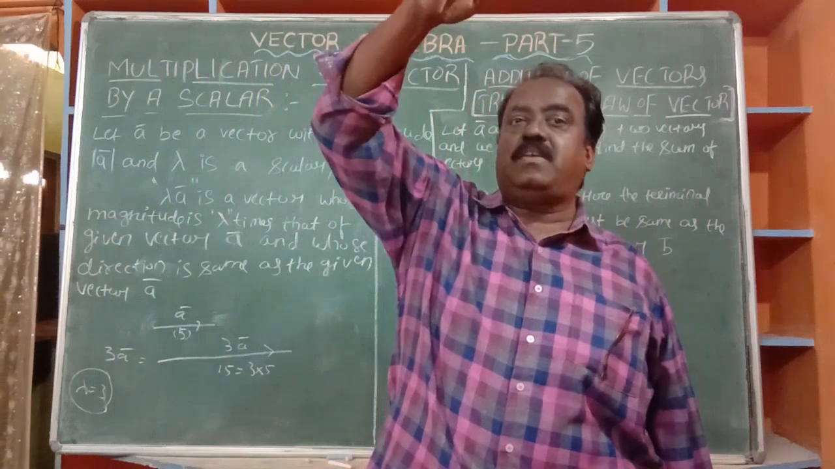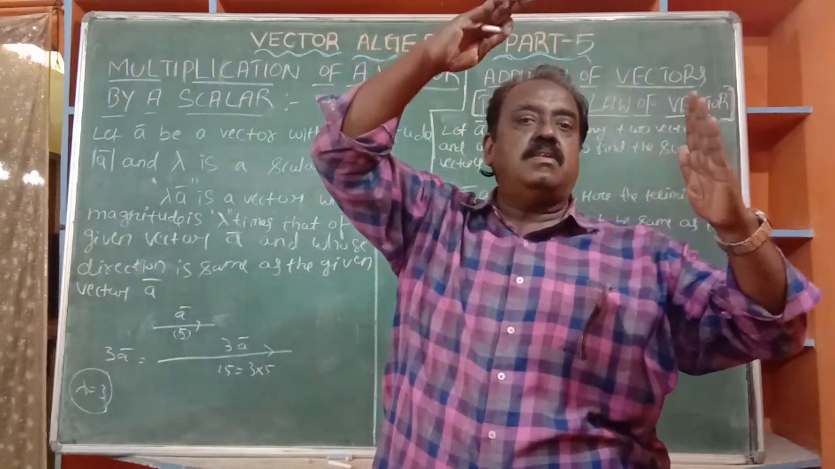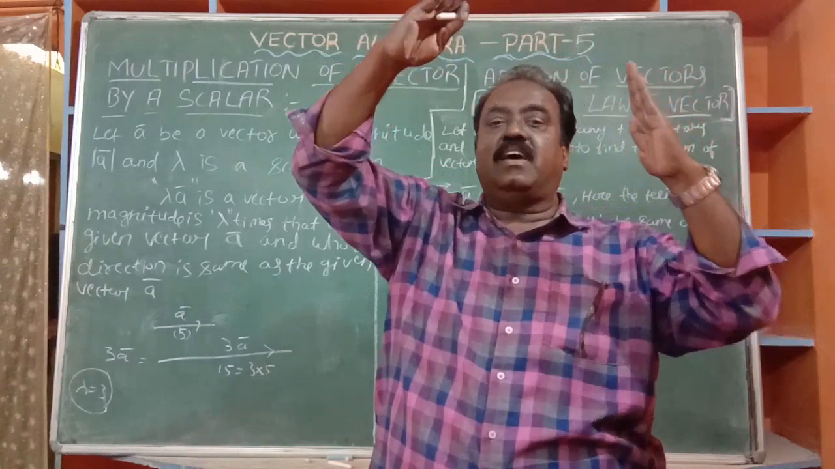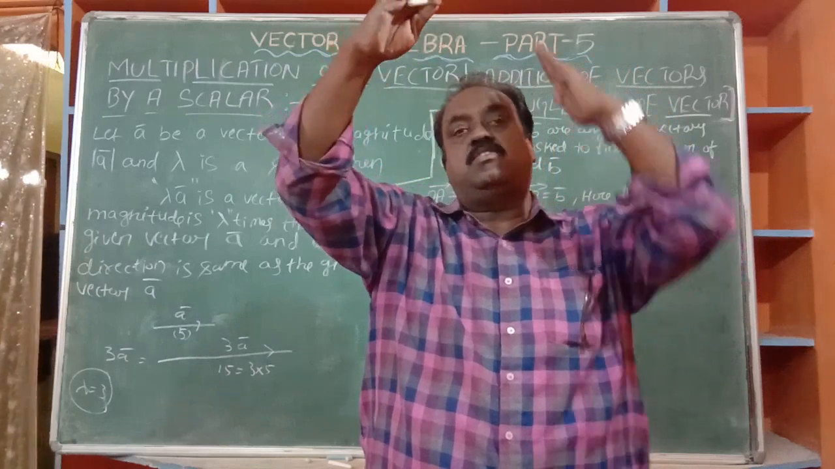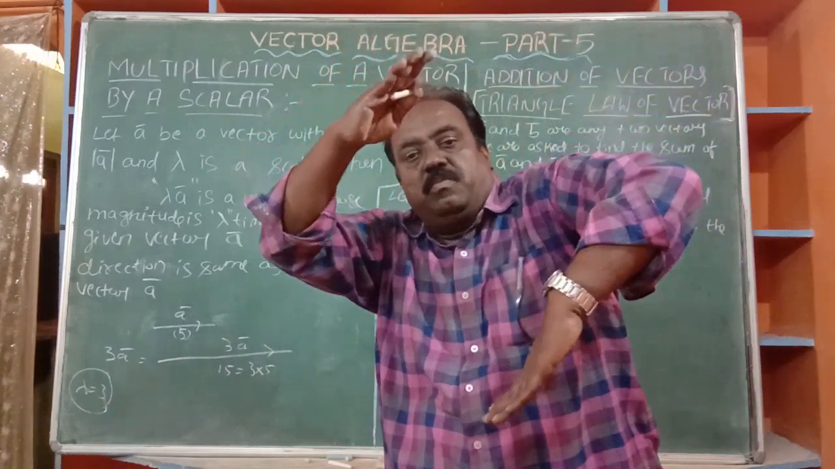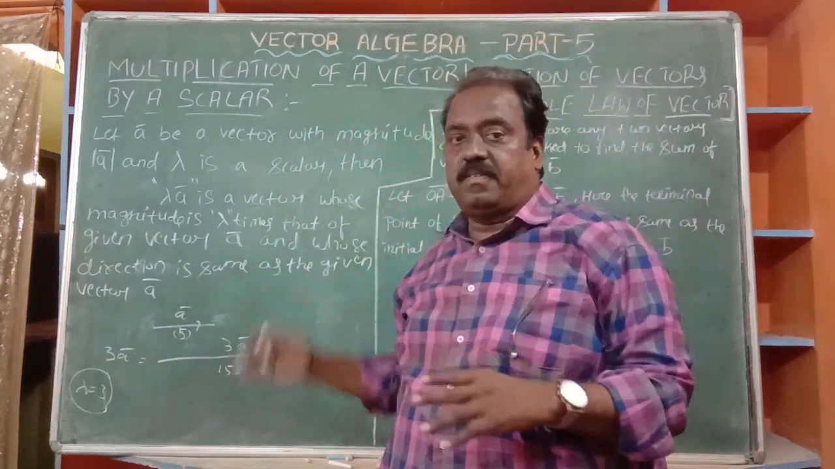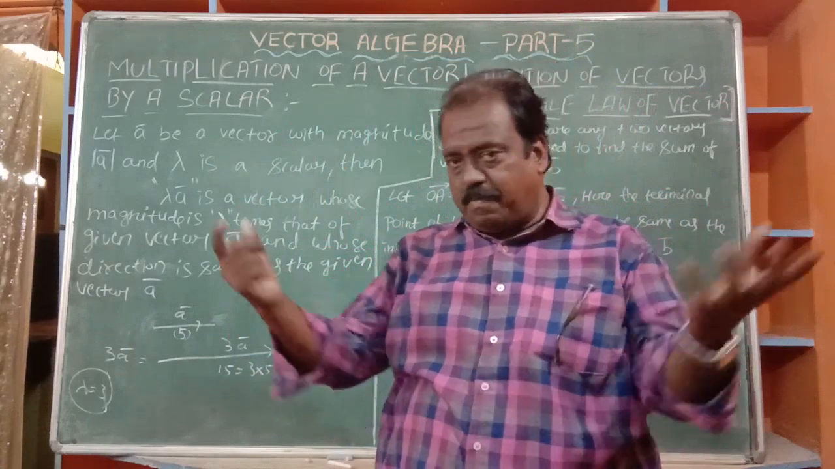Here is A bar, my arm is A bar, and here is B bar, a vector. The two vectors are at two different positions. This is A bar and it is B bar. Two vectors are like that. Can you add them? Not possible.